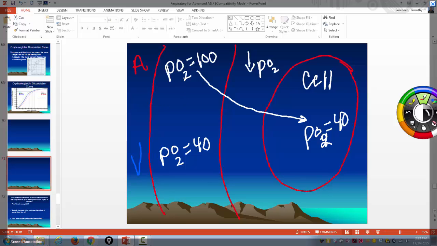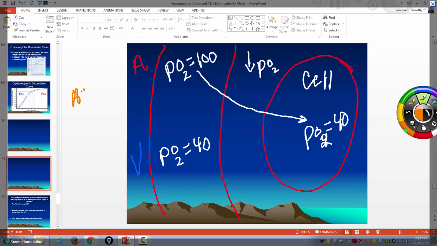So this arterial blood that had a PO2 of 100, and that PO2 by pressure goes into the cell. Now it's venous blood because it's given up some of its oxygen. It's now venous blood, and that PO2 now becomes 40. And I would write this down. Probably already know it, but it's worth mentioning.